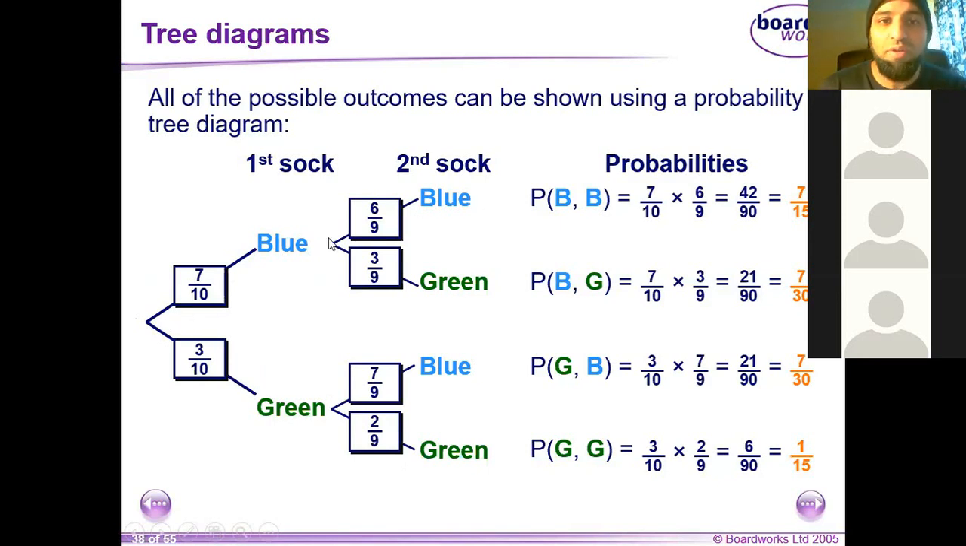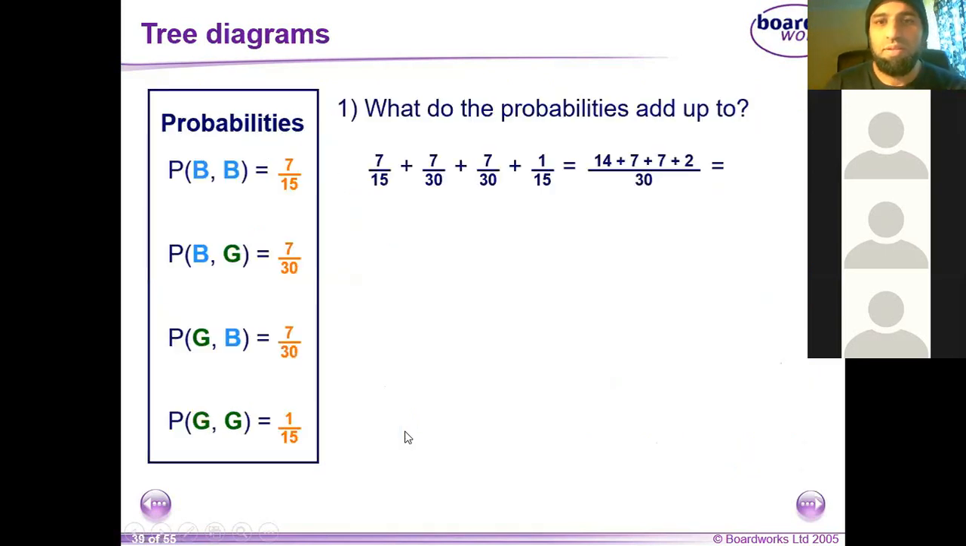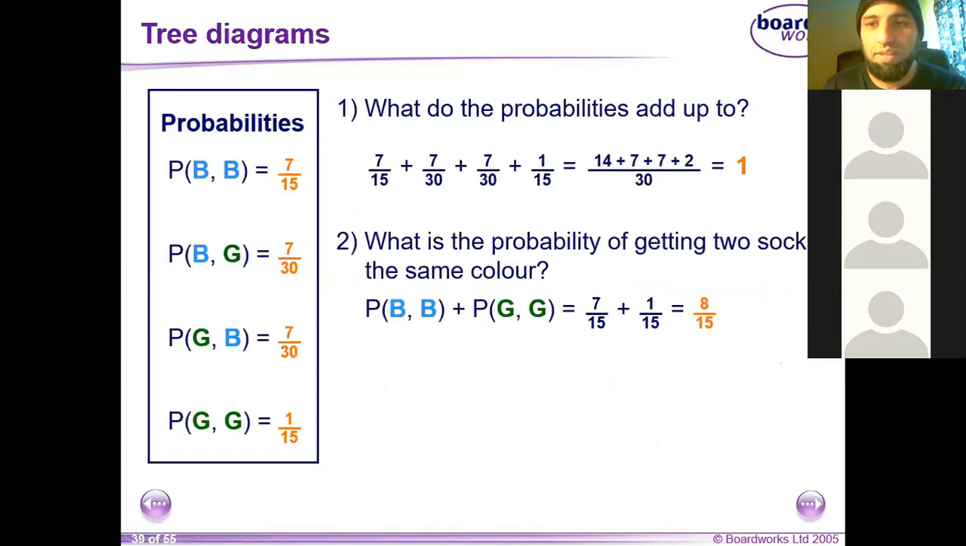Whenever you're looking along a branch, you multiply. So what does that mean? If I wanted blue and blue, 7 over 10 times 6 over 9. If I wanted the probability of having 2 blues or 2 greens, you add the probability of this part to that part. Or means you add them. Anytime you're on 2 different branches, you have or. Anytime you're on the same branch, you have and. Meaning, anytime you're on the same branch, you multiply. Anytime you're looking at 2 different branches and trying to bring them together, you add. Does that make sense, everyone? Yes, I believe.